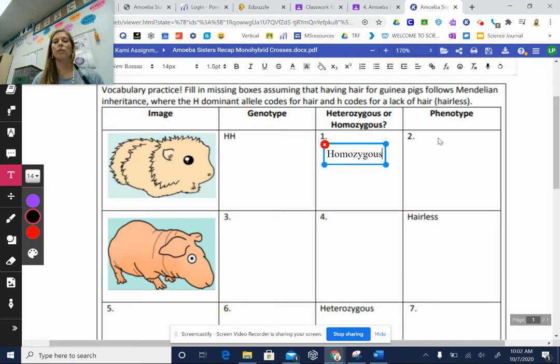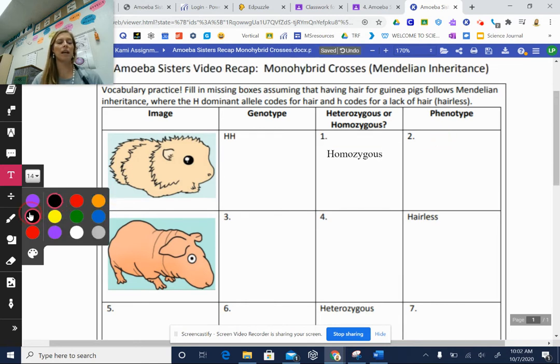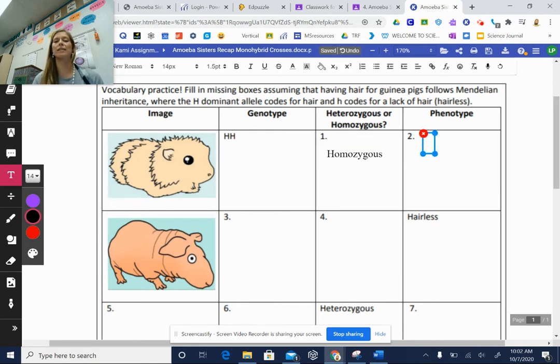Okay. So the phenotype, remember that the phenotype means what do we actually see? Well, here we see two dominant genes. So since the dominant gene is present, we know this guinea pig is going to have hair. So this is a guinea pig that has hair.